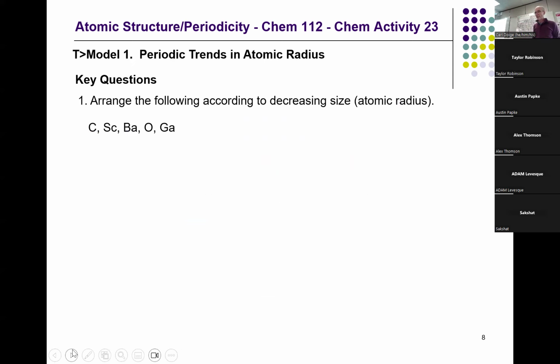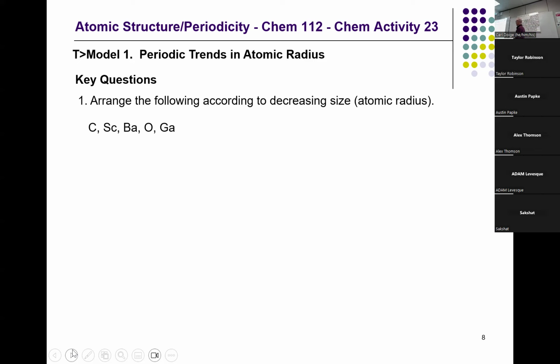But I will ask you to do a quick key question, which is not a clicker question, but rather just a little exercise. It's found at the top of page 134. Based on what we were just talking about, will you kindly arrange these elements in decreasing size? Typically that would mean you would write the largest first, and then the next largest, all the way down to the smallest.